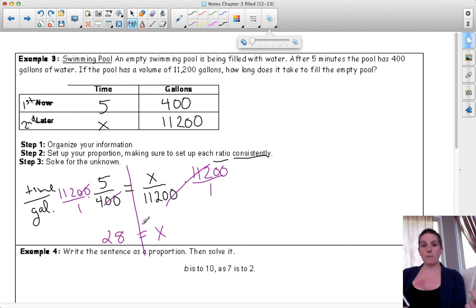Remember to tell me what that means, right? It asks you a question, how long does it take to fill the empty pool? We need to know what units we were measuring. We need to know all sorts of good things. So it's going to take 28 minutes to fill the pool.